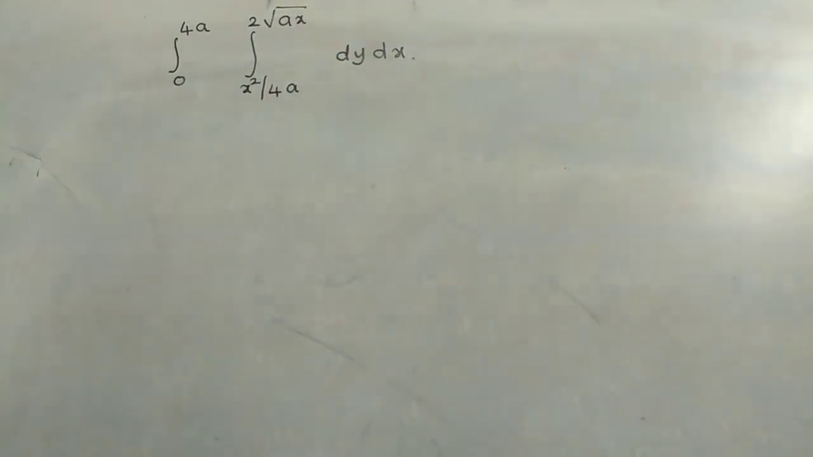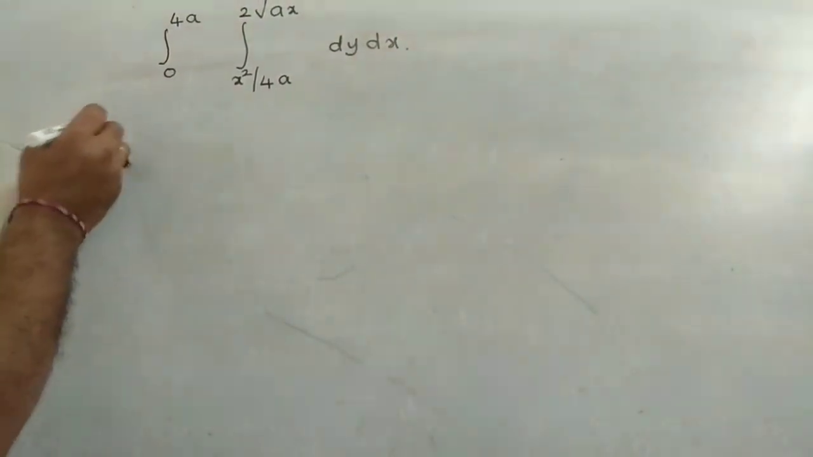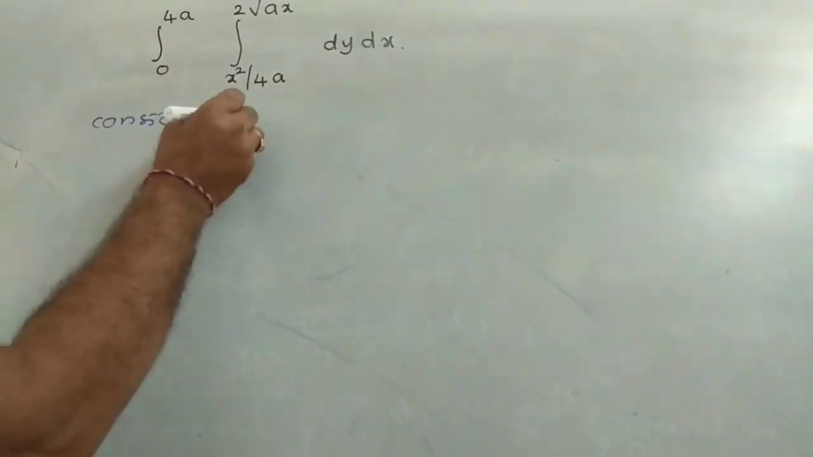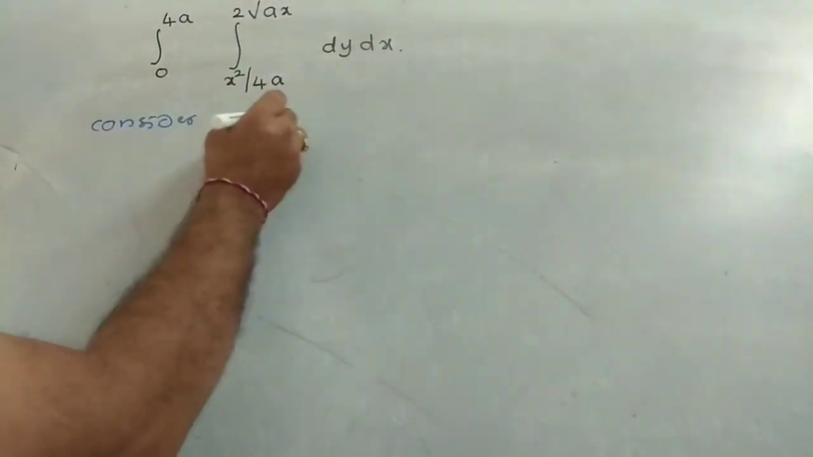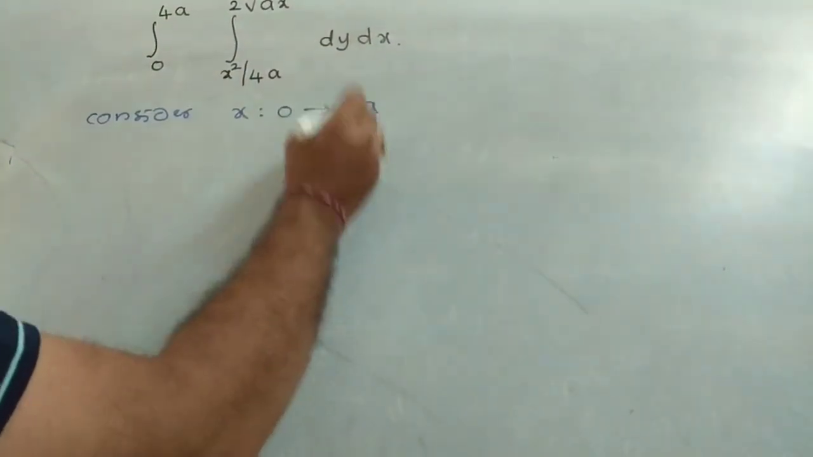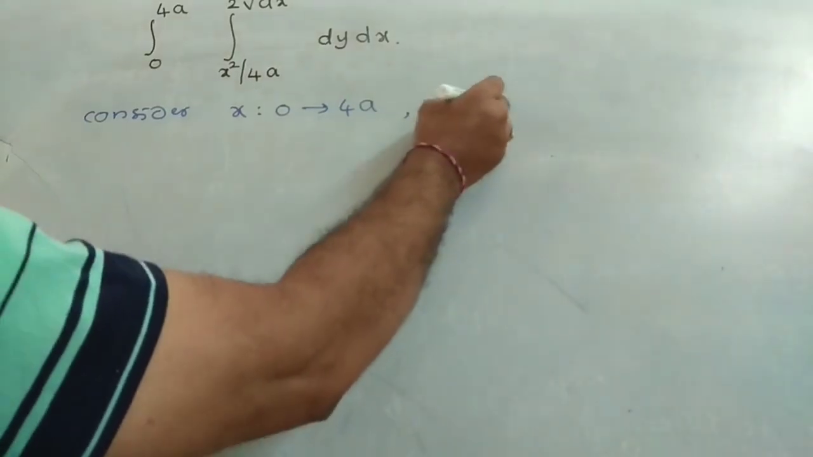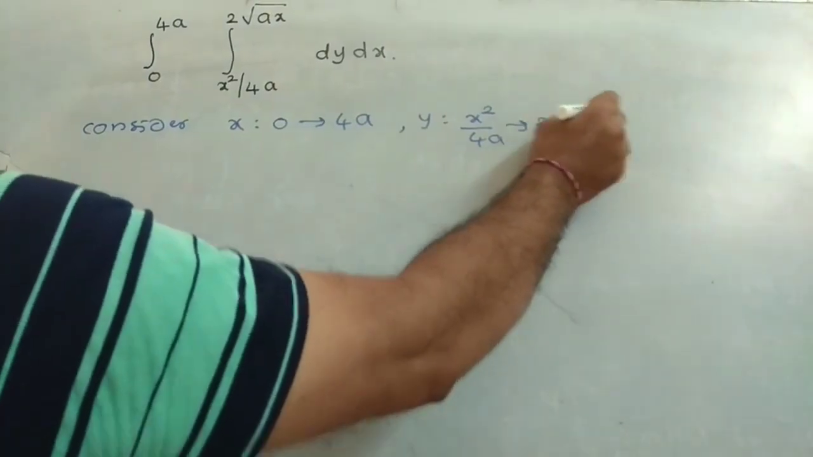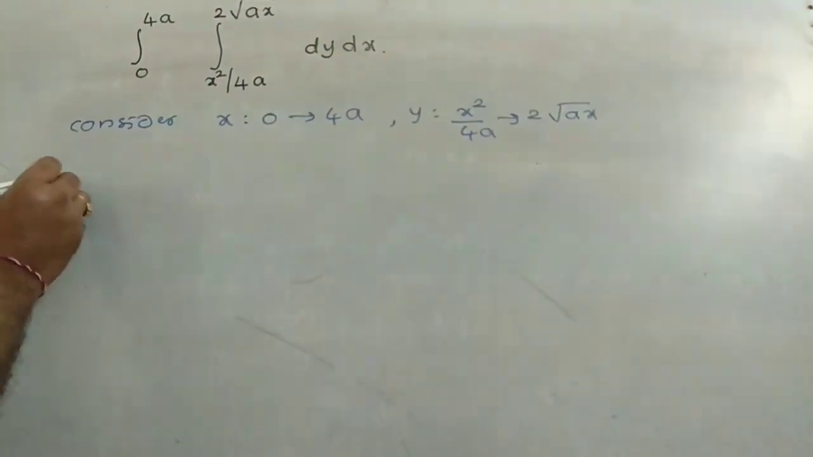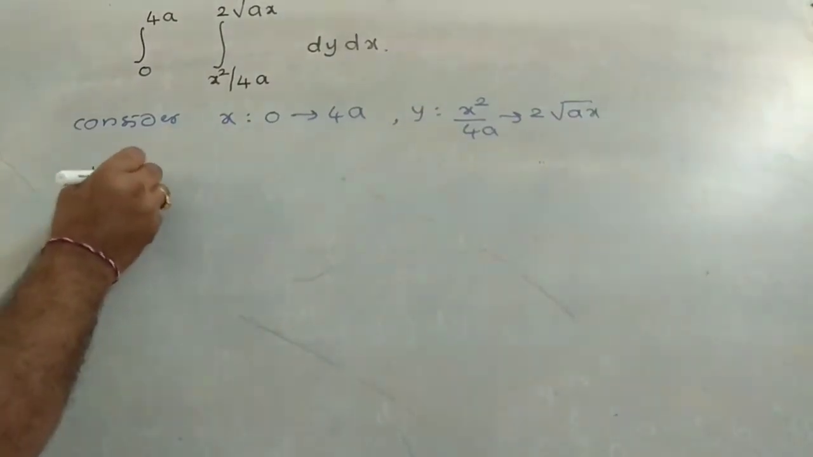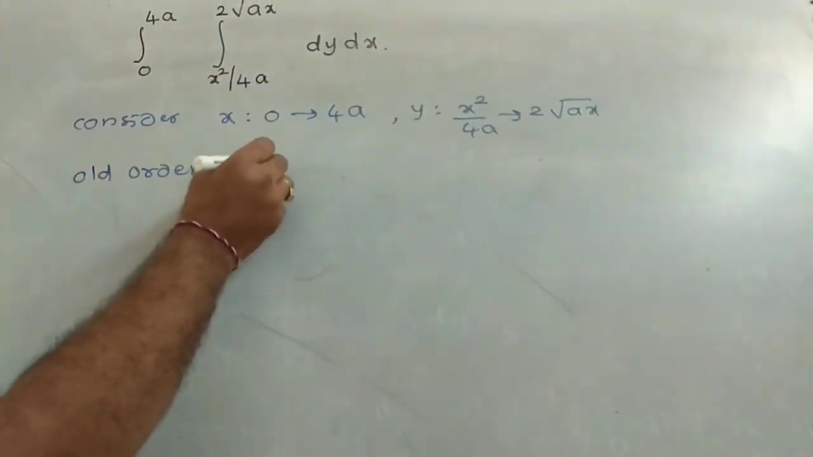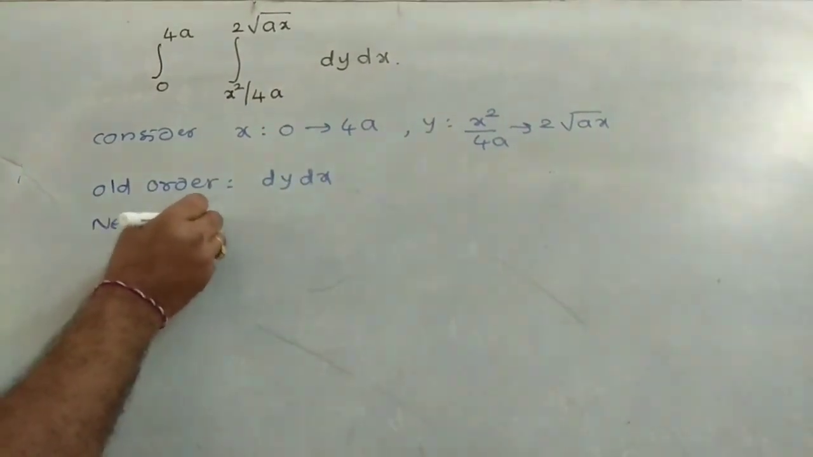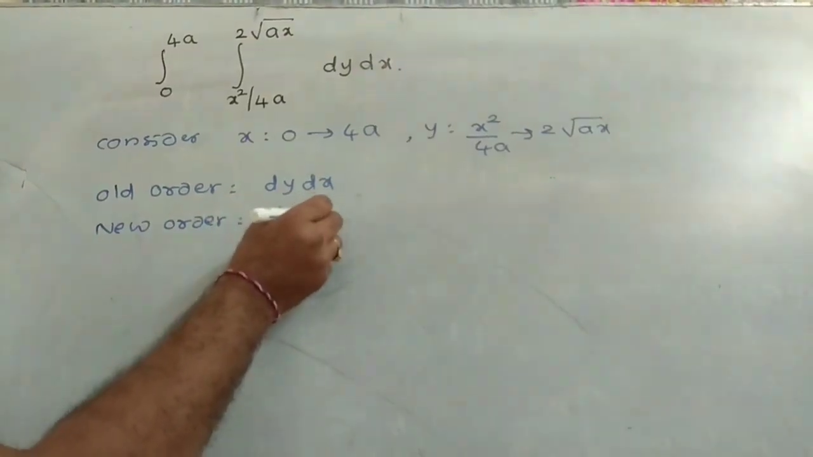So the first thing is, from the given integral, you just write the limits. What are the limits of your given variables? The x limits are 0 to 4a and the y limits are x square by 4a to 2 root ax. So we identified the original order. It is the old order of integration, dy dx. Now you are changing to the new order. What should the new order be? It should be dx dy.